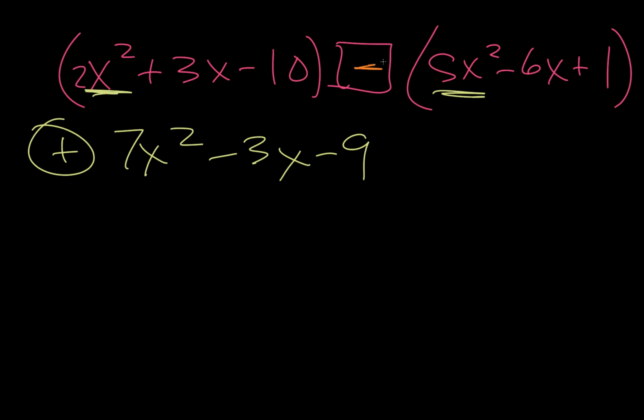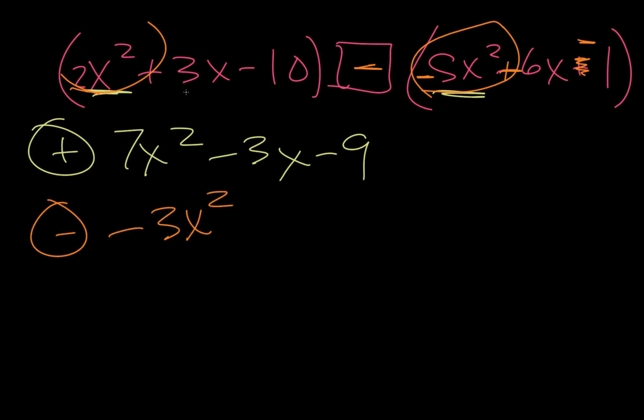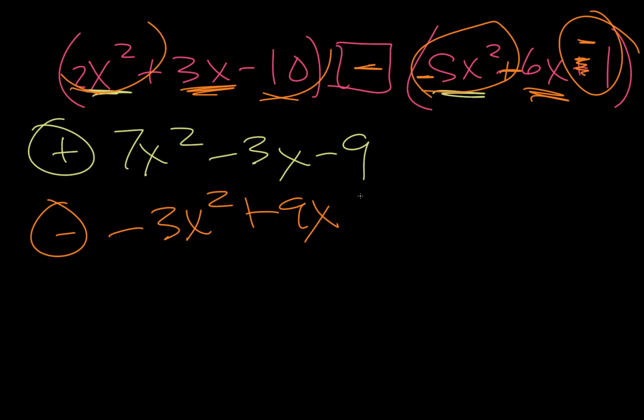Then for subtraction, we change all the signs on the second one only. And so we get 2x squared, negative 5x squared, so that's negative 3x squared. We have 3x, 6x, so that's 9x. Then we have negative 10, negative 1, so that's negative 11. We don't need to do multiplication, but we will move on to doing only multiplication.